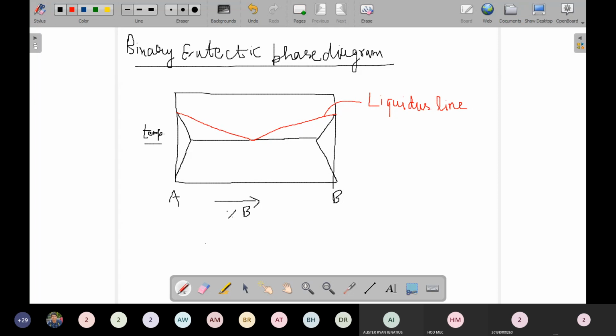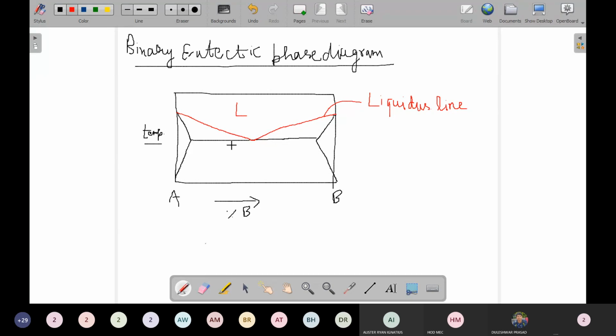Okay. Anybody can define this liquidus line? Yes. Sir, that is the line that separates liquid from solid, where the solid melts at a point. Okay. Or in simple words, you can say that it is the line above which everything is in the liquid state. Correct? Yes, sir. Okay. So if I'm saying that this is the liquidus line, it means above this line everything will be in the liquid state. So this is the liquid state.